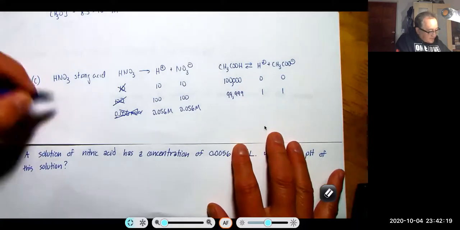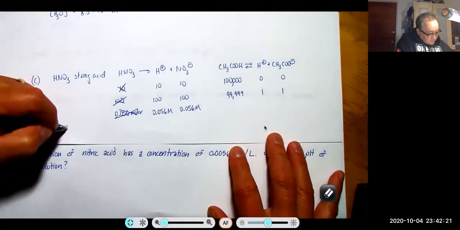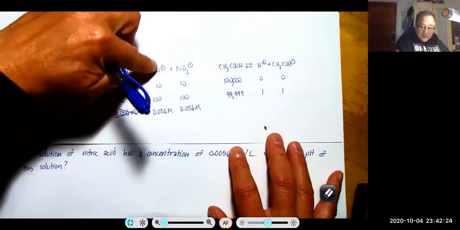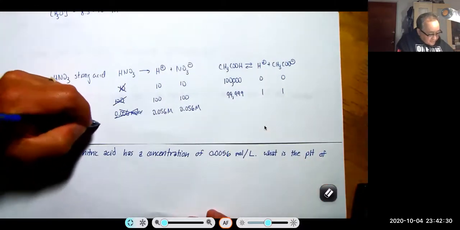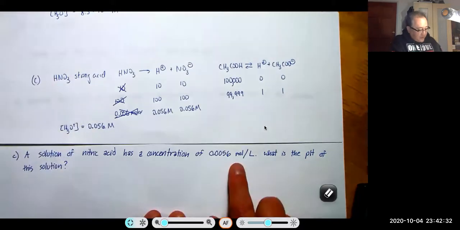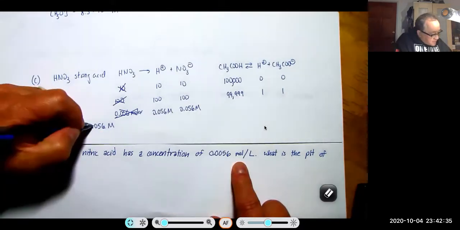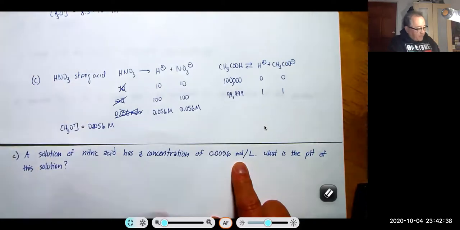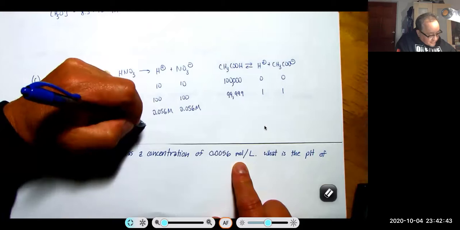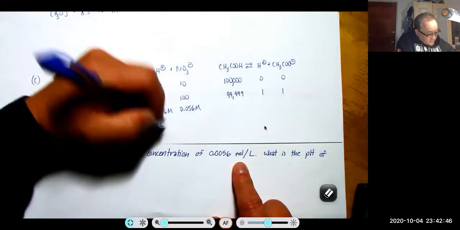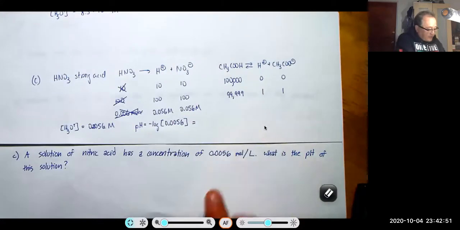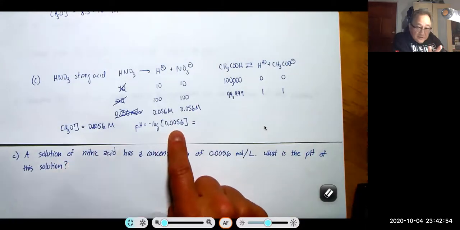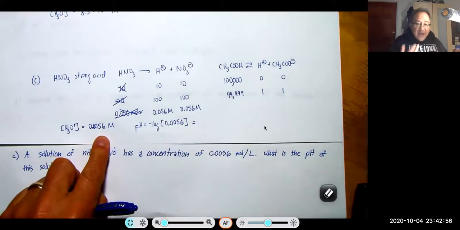So we could say that the H3O plus, remember, H plus and H3O plus are the same thing, is equal to 0.0056 molar. So moles per liter can be written as molar. And I need another 0 in there, I see. Okay, so we want to calculate the pH. The pH is equal to the negative log of 0.0056. And here, notice in this we have 2 significant figures, so for the pH we're allowed 2 digits after the decimal.